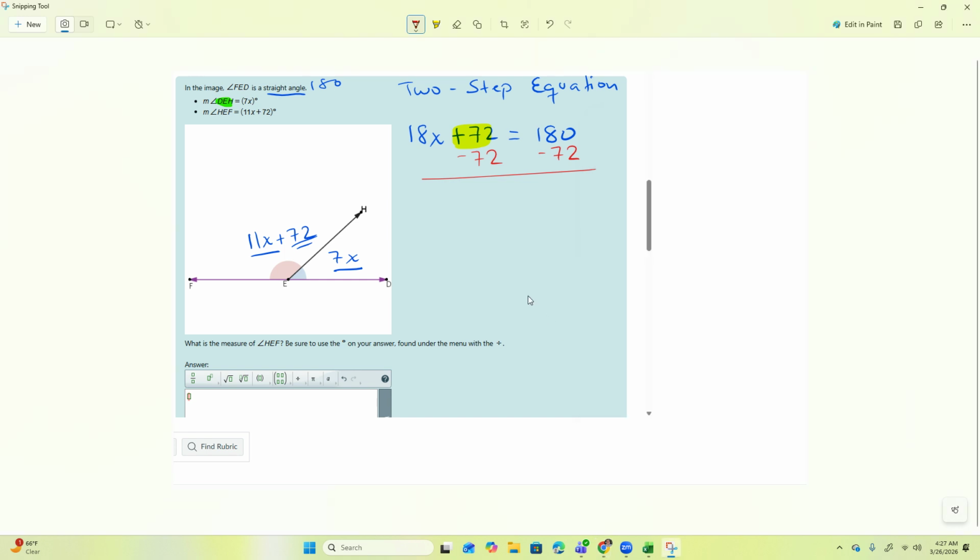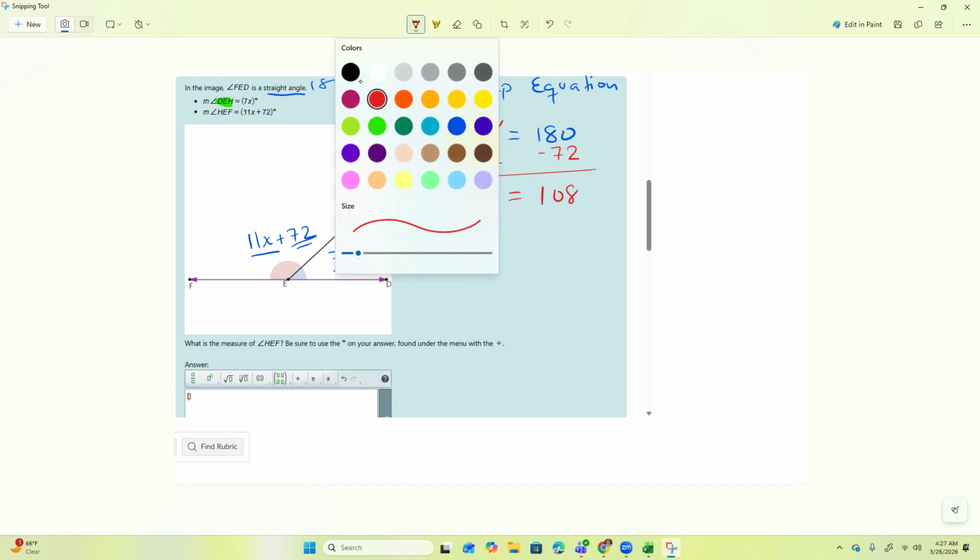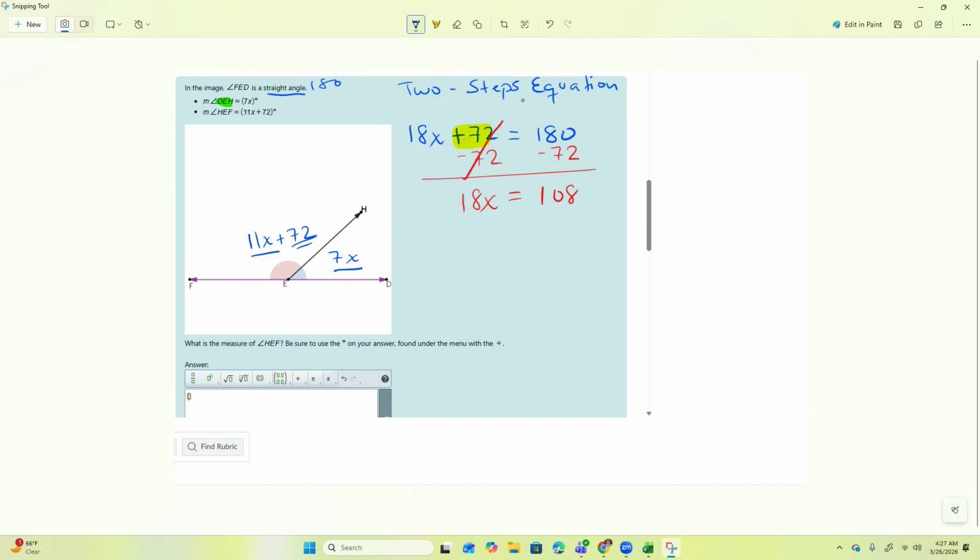And you can see I got 108. So this here is 108. The 72s are gone, and you still have the 18x. And we did the first step. Two-step equation means that you need 2 steps to find the value of x, okay? So I did the first step.